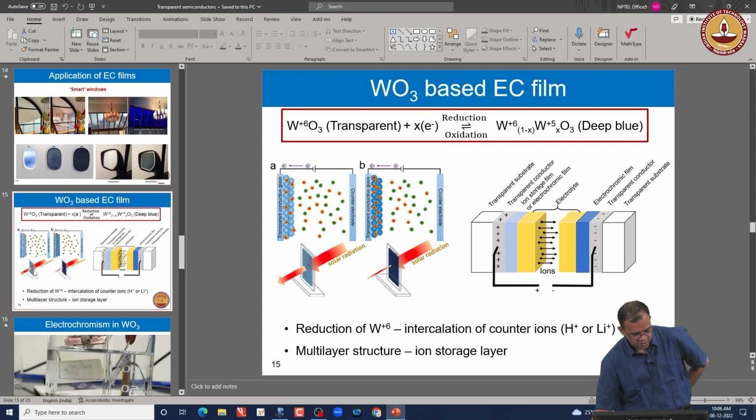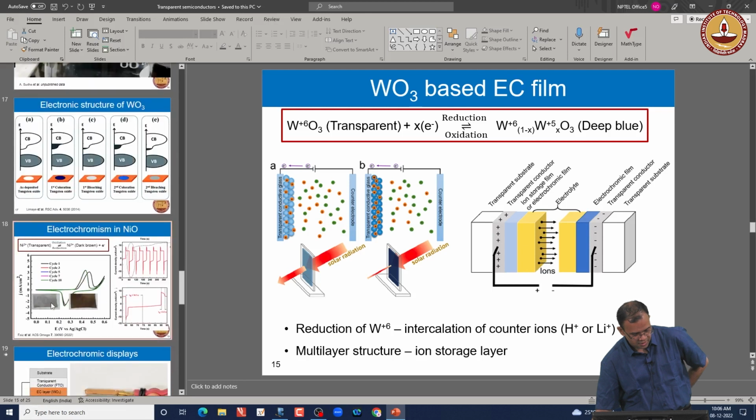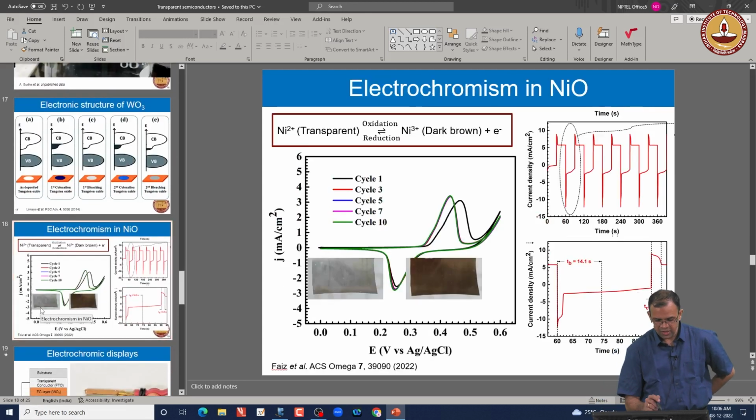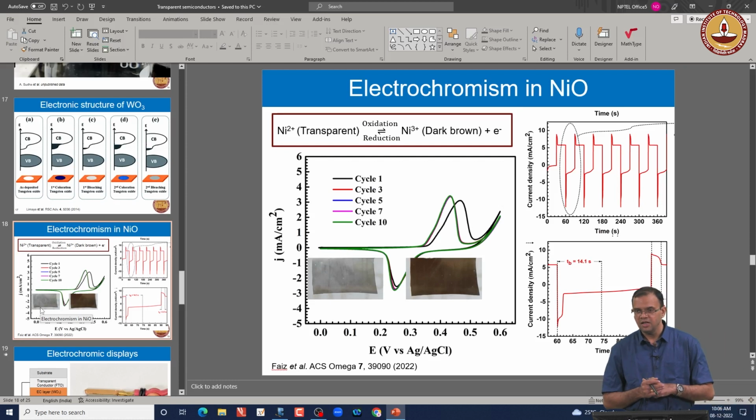If I do the same with nickel, nickel is +2, so that is transparent. On the other hand, +3 is the colored state. So I'm going from +2 to +3, essentially oxidizing the nickel. There I'm reducing the tungsten, and here I'm oxidizing the nickel. That's an example of anodic coloring. Those are the two differences. In both cases, there is a change in oxidation state. One is going from higher to lower, and this is going from lower to higher.